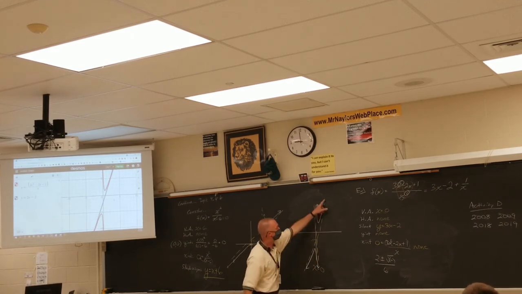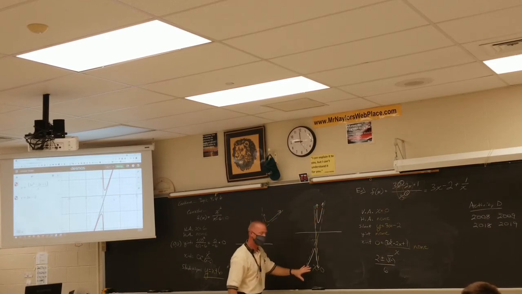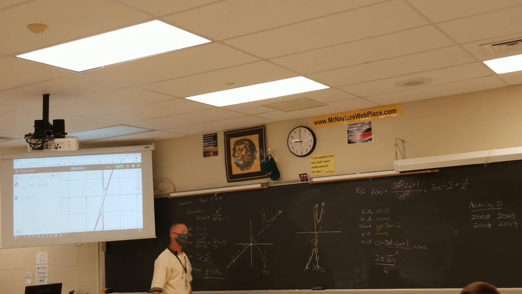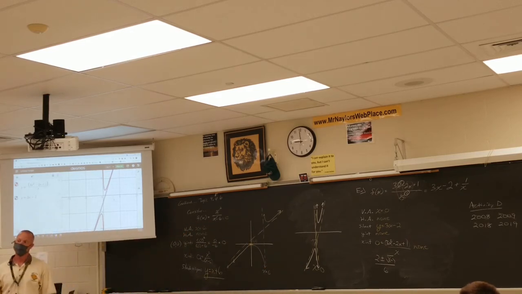It's getting closer to the slant asymptote here. It's getting closer to the vertical asymptote here. And the same thing down here. At the ends of the graph, it's getting closer and closer to that do not touch line.